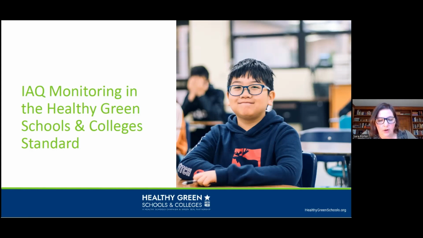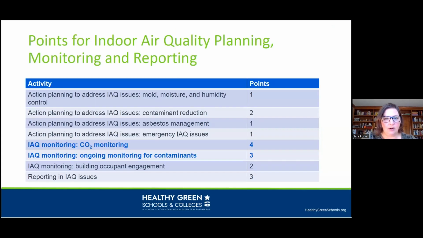So in our standard, up to 17 of those 100 points are available for IAQ planning, monitoring, and reporting related activities. It's one of the most highly incentivized sections of the standard, and it really encourages schools to pursue these activities through allocating that high number of points. In today's webinar, we're going to focus primarily on requirements related to CO2 monitoring and ongoing monitoring for contaminants, which is worth 7 points. And I think we have a table that shows you that breakdown on our next slide.